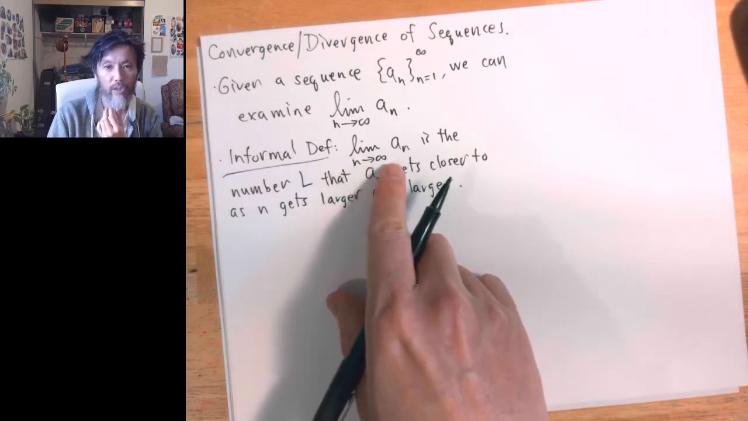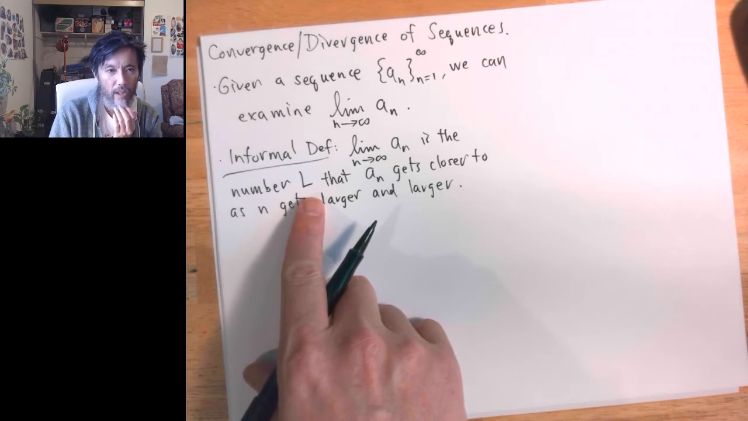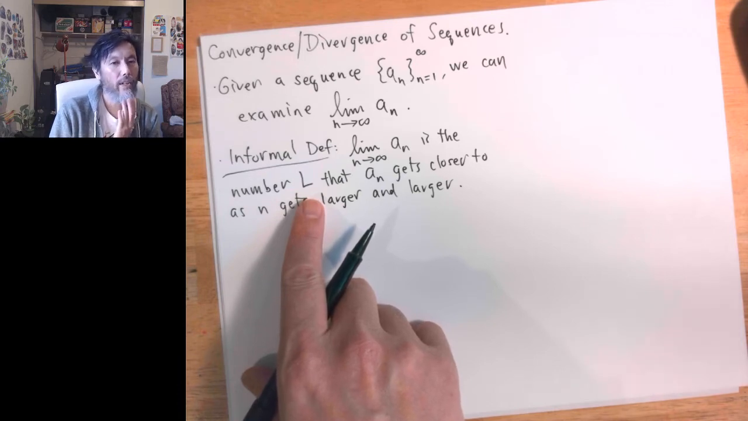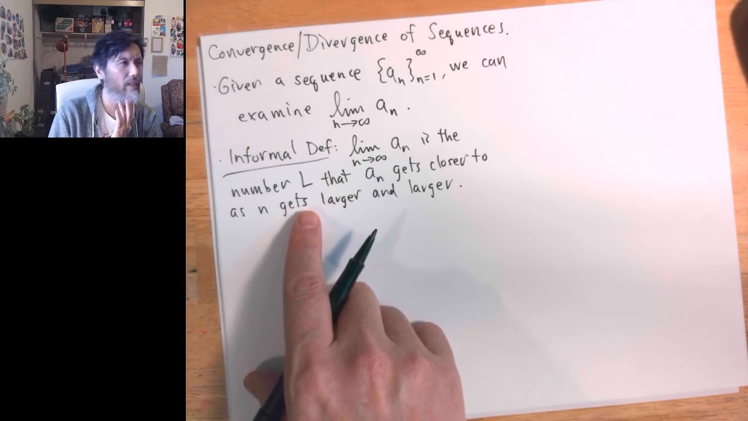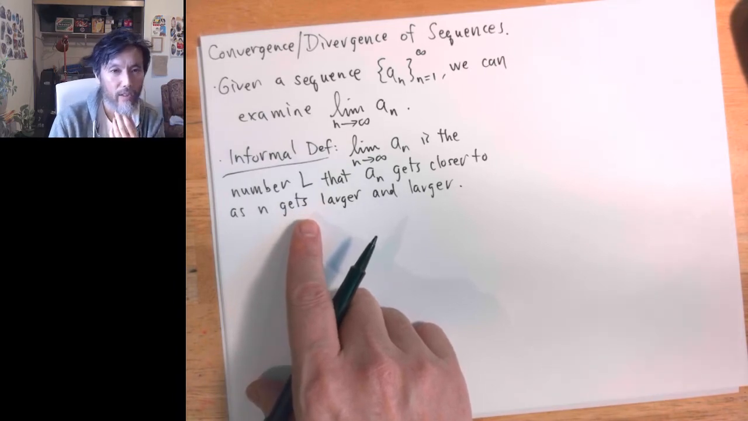The limit as n approaches infinity of a sub n is equal to L if for every epsilon greater than 0, there exists a positive integer m, such that if n is greater than m, then the distance between a sub n and L, that is to say the absolute value of a sub n minus L, is less than epsilon. That's the definition.